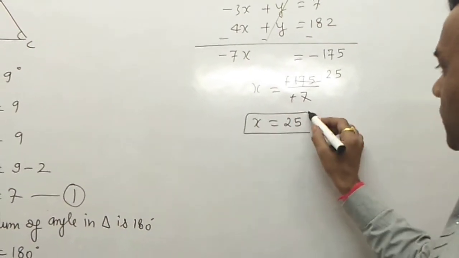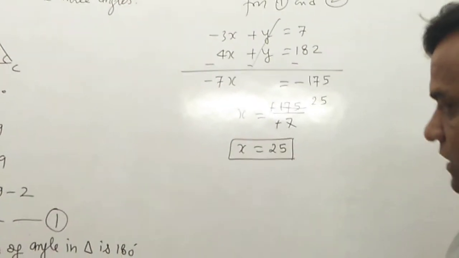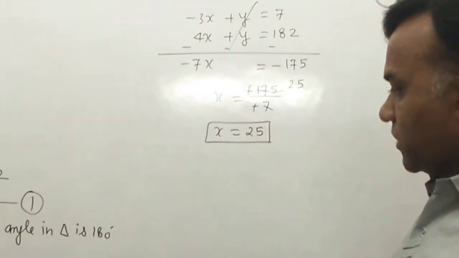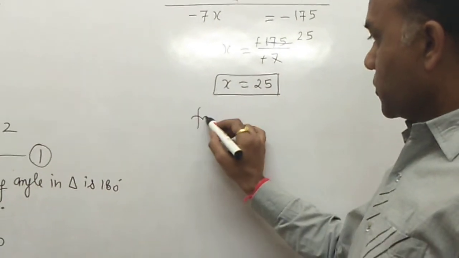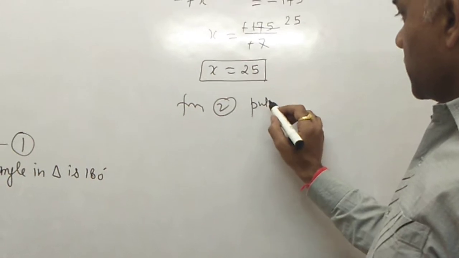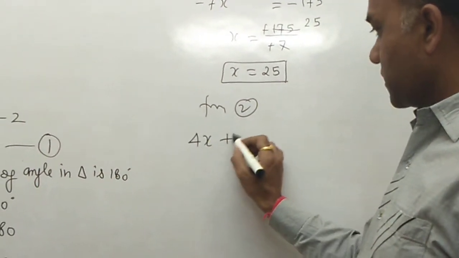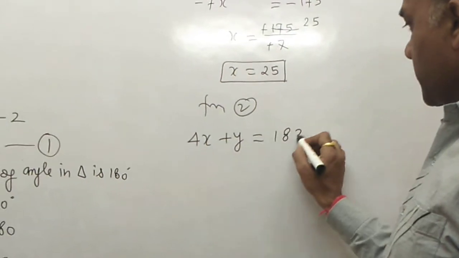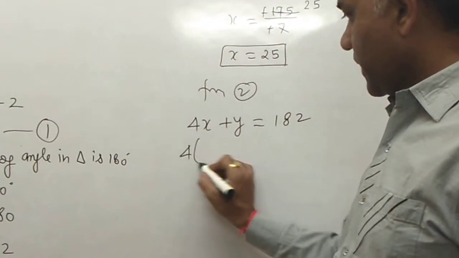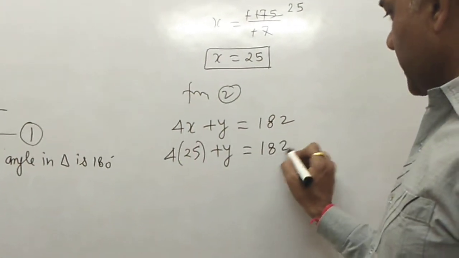Okay, so you got the value of x here. Similarly, now this value you put in the first or you put in the second, you get the answer. So from 2 you put the value of x. What is the second equation? 4x plus y equal to 182. So put the value of x as 25, plus y, 182.